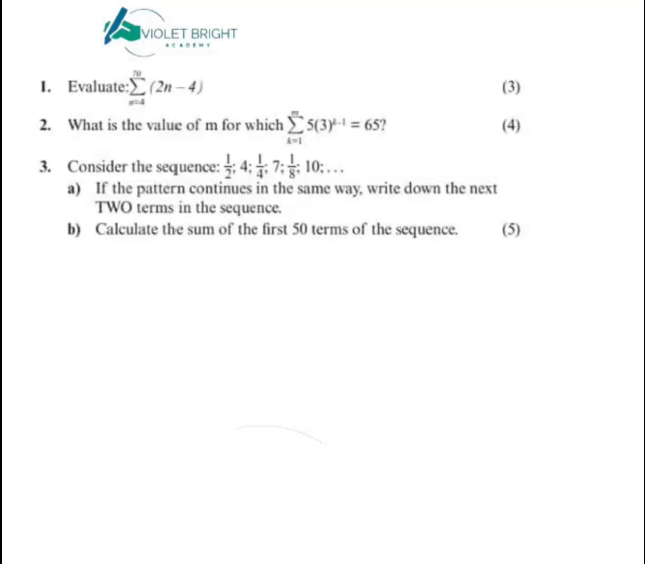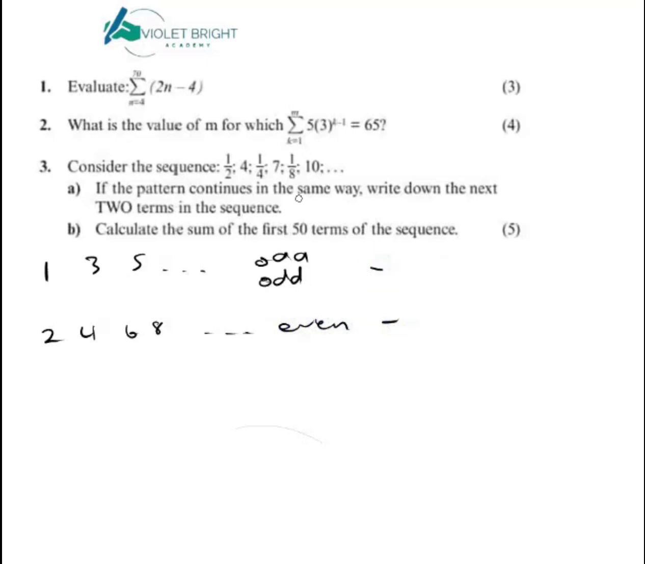So let's go to the last question. It says, consider the sequence 1 over 2, 4, 1 over 4, 7, 1 over 8, 10. Seems like here, the odd-numbered terms, 1, 3, 5, are one pattern, and the even-numbered terms, 2, 4, 6, 8, are another.